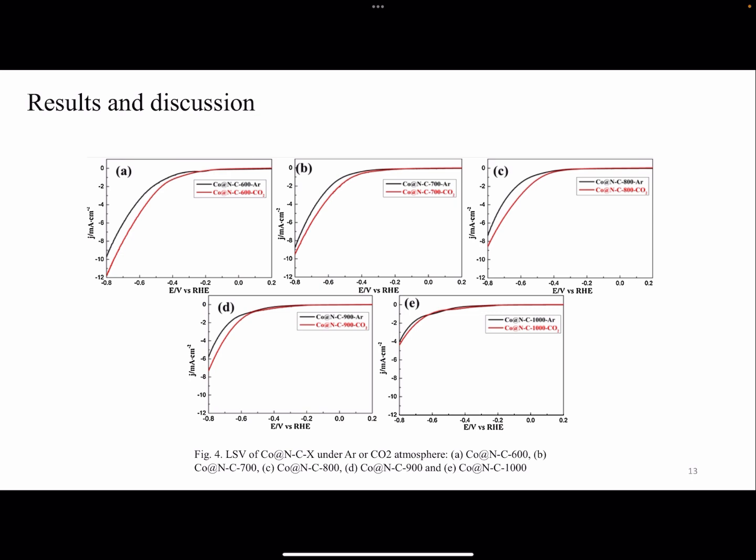And for Co@NC-700 in image B, the current density increased from 1.7 to 2.7 at the potential of negative 0.57 volt. This gap between the red and black curves means that it is an efficient CO2RR catalyst.